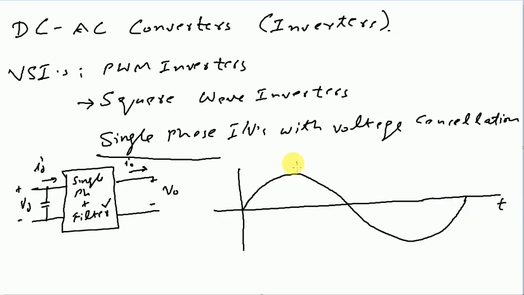So let us say that this is the voltage signal that we are getting from this particular single phase inverter, which does have a filter at the output as well. Now, we have already had this discussion in our last lecture, that if our load is simple resistance or of resistive type, then the voltage and the current waveforms at the output will be perfectly in phase with each other.